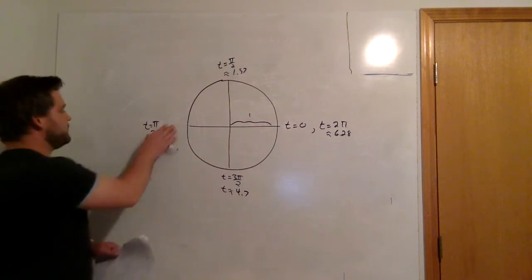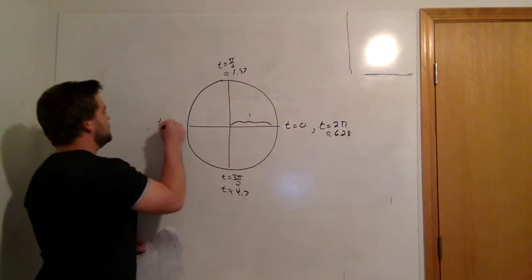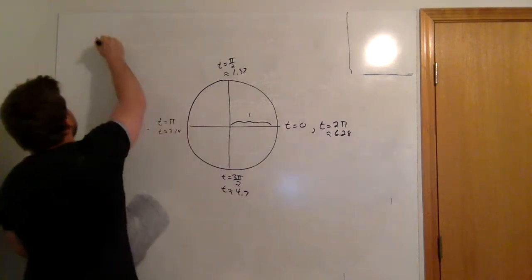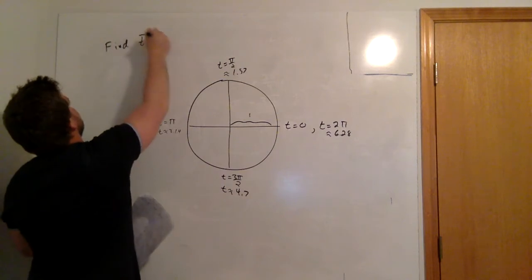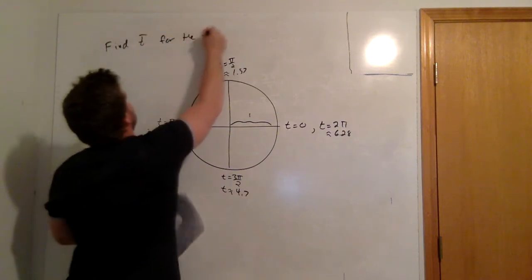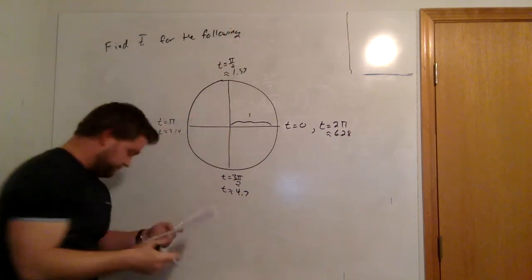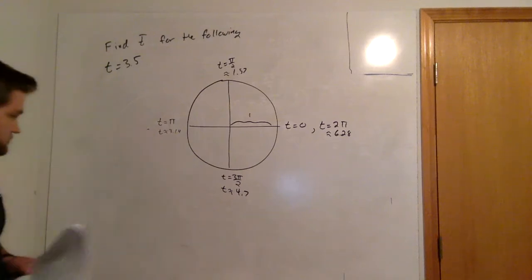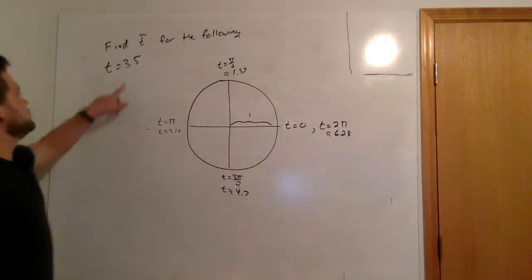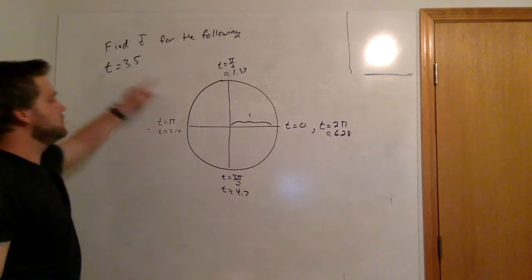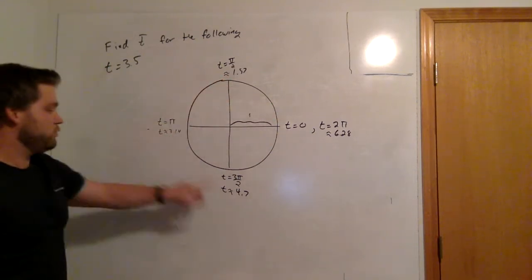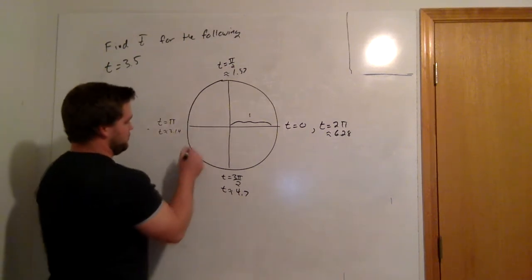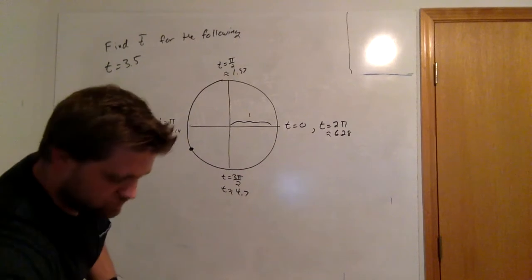So let's find t-bar for the following. Let's say that t is equal to 3.5. If t is 3.5, I've traveled 3.5 units around the unit circle, so that puts me somewhere between 3.14 and 4.7. That means I'm in the third quadrant. So let's say we're roughly right here.